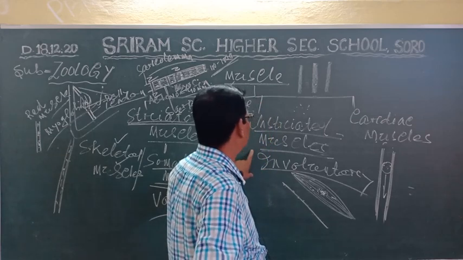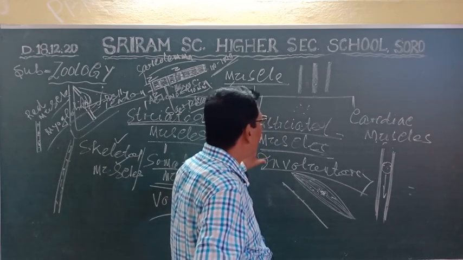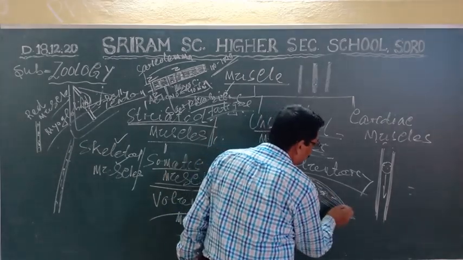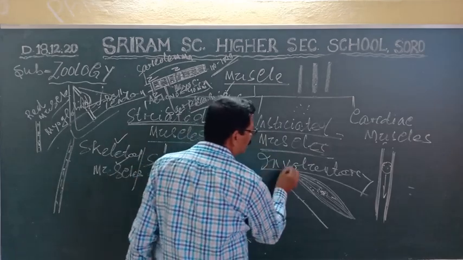These are called unstriated muscle, unstriped muscle, involuntary muscle, and they are also called non-skeletal muscle because they are not attached to the skeleton.